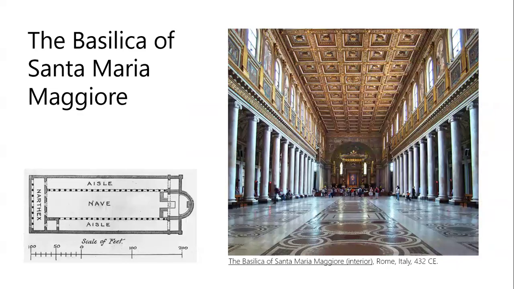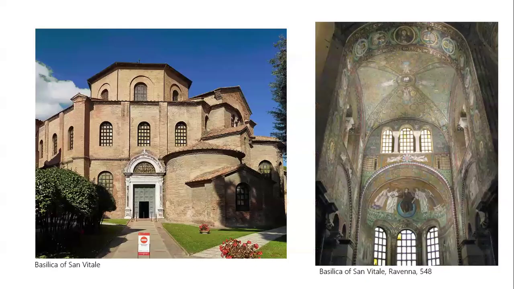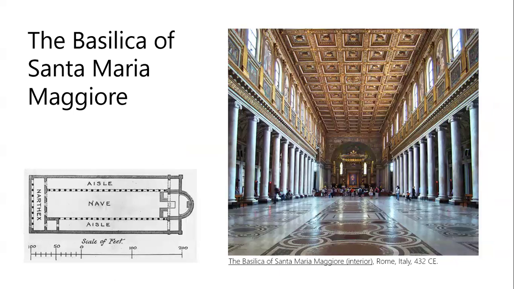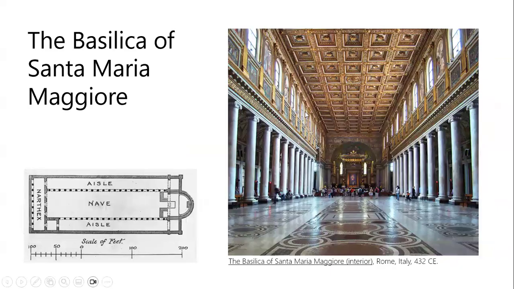Here is the Basilica of Santa Maria Maggiore, which just takes what we saw in Santa Sabina and expands it, right? Basically we have a lot of the same structure. We have a flat ceiling, probably wooden in terms of supports, going across, and then it's supported by a colonnade on either side.